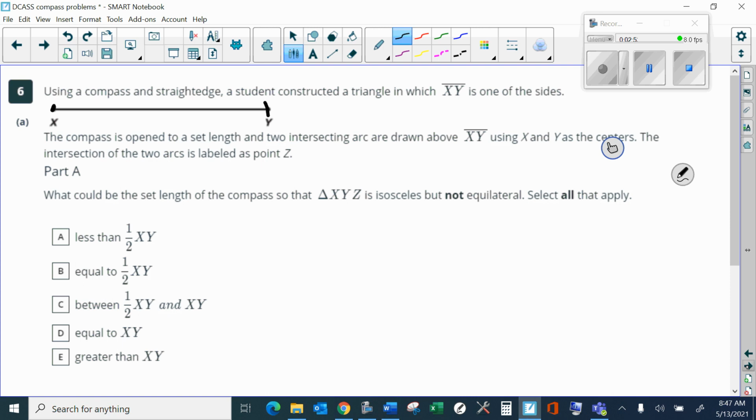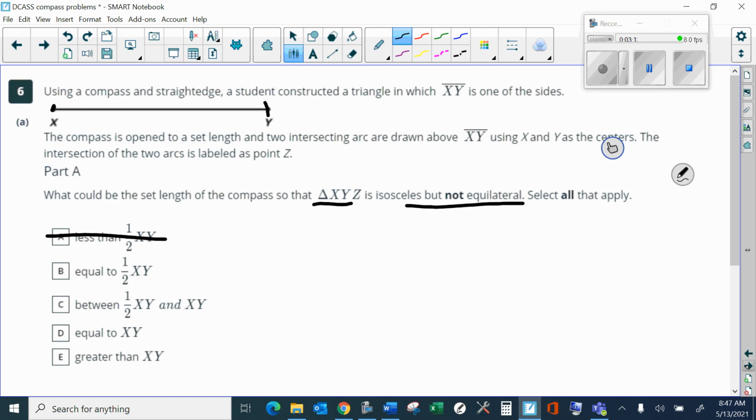Using X and Y as the centers, it doesn't necessarily mean it has to be. Okay, what could be the set length of the compass so that XYZ is isosceles, but not equilateral? So that's really the same question we just did. Select all that apply. It cannot ever be less than half the length. That will not create the triangle.